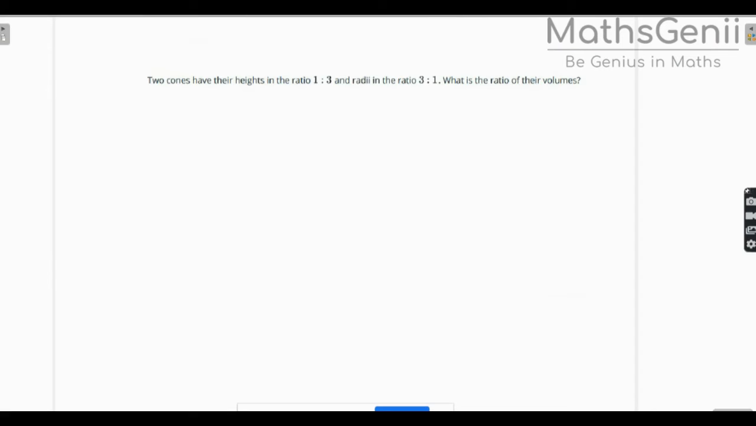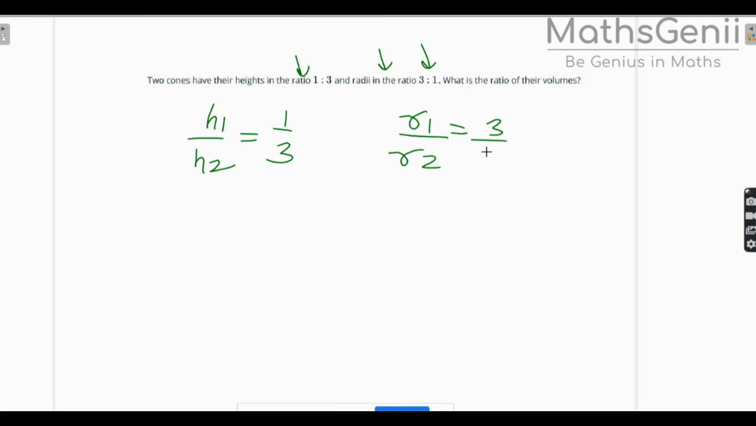Let's move to the next question. Now this is a question from the other chapters. Two cones have heights in the ratio 1 upon 3. So h1 upon h2 is 1 upon 3. Then he's saying the radii, r1 upon r2, are in the ratio 3 upon 1. And the question he is asking is the ratio of volume, so v1 upon v2.